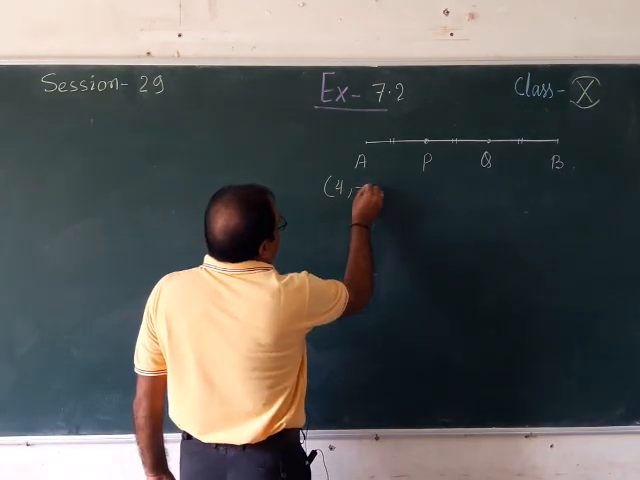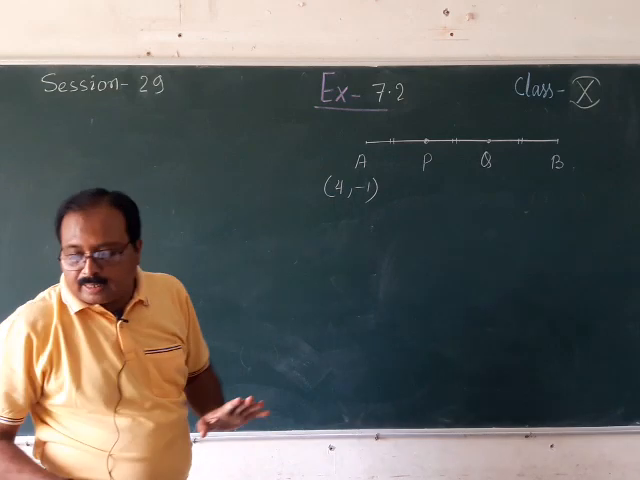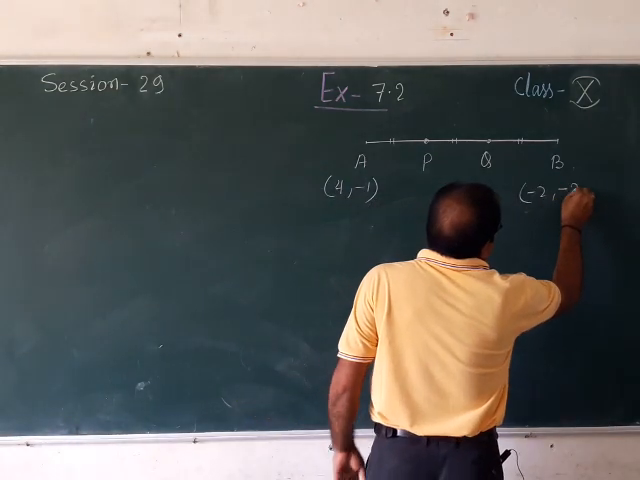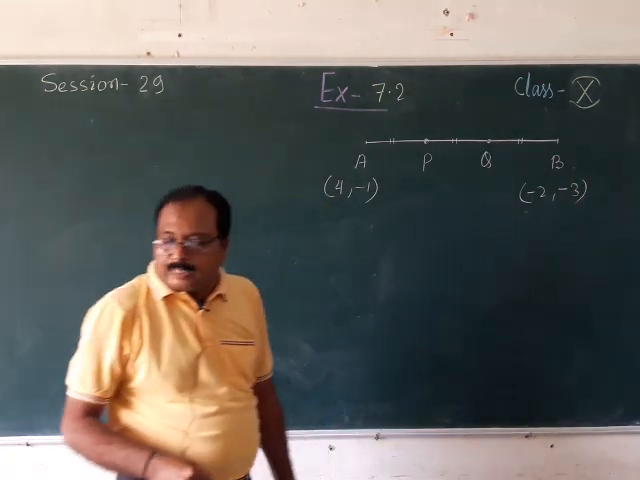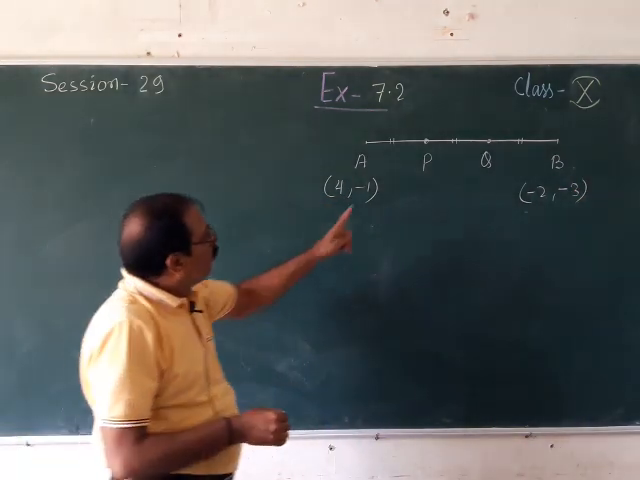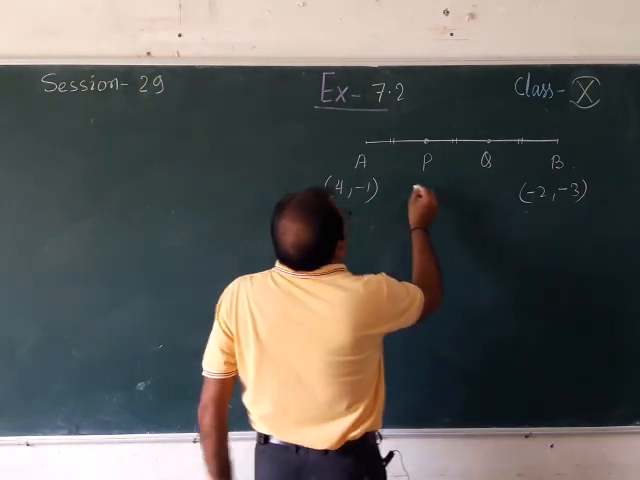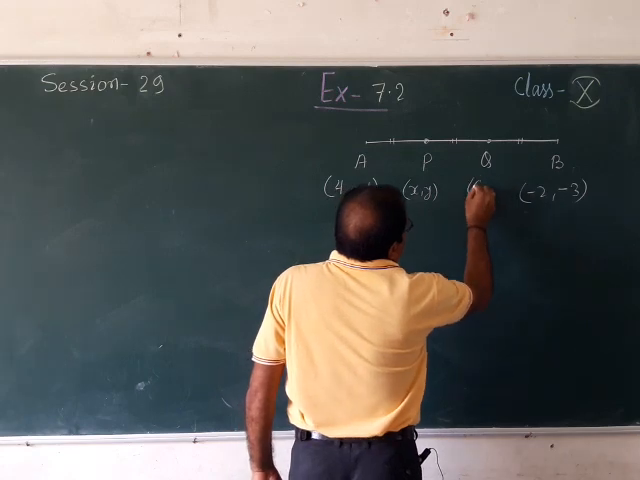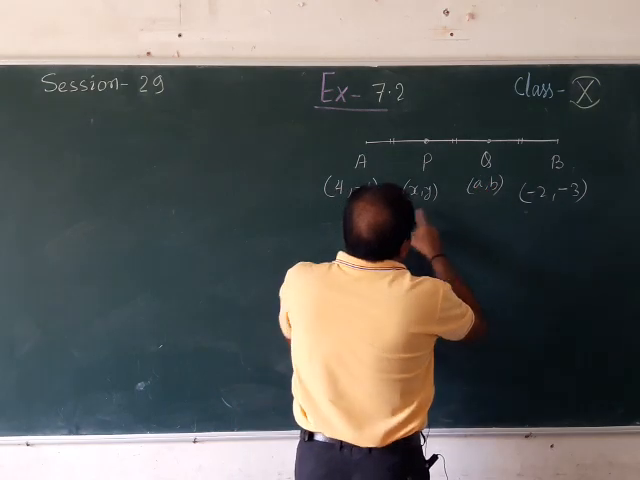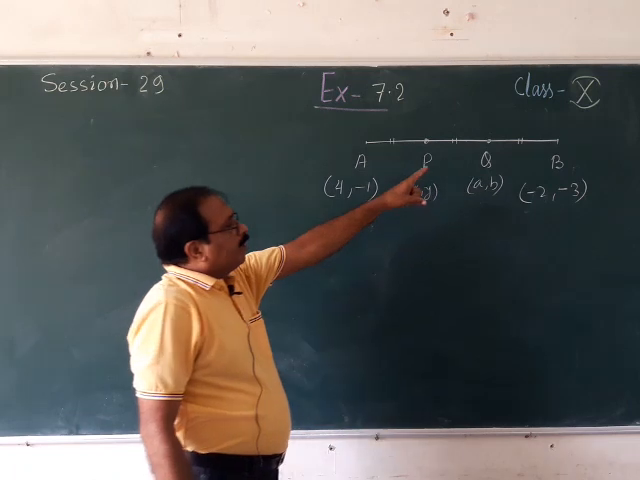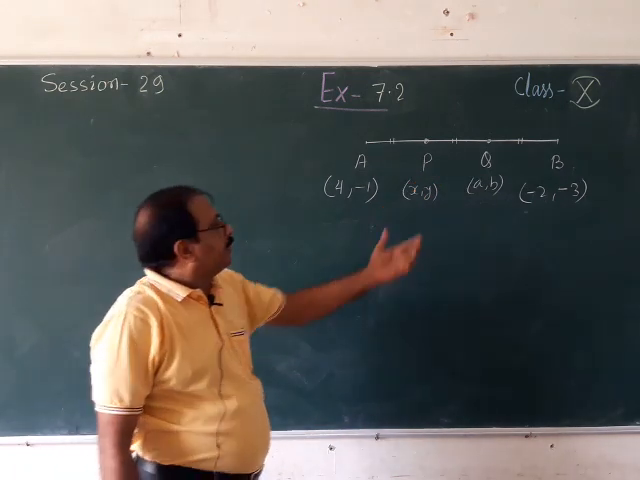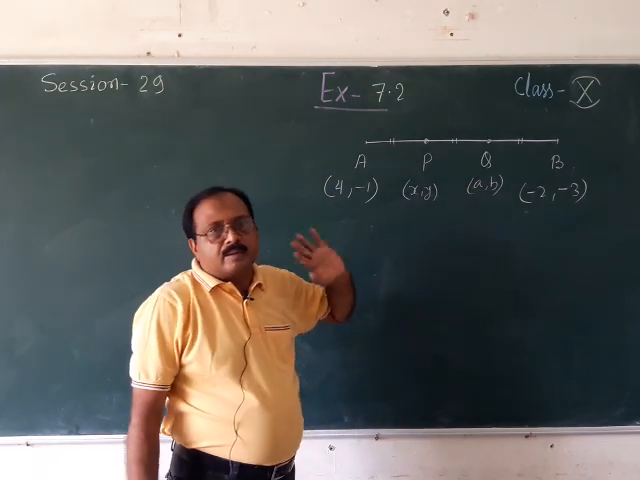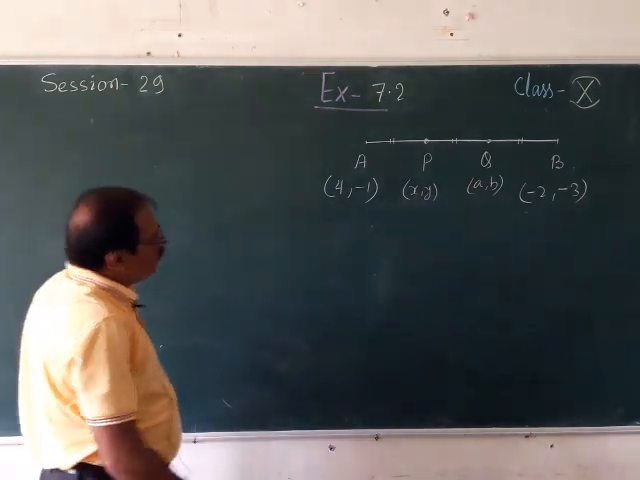4 comma minus 1 is the coordinate of A, suppose, and minus 2 comma minus 3 is the coordinate of point B. Now you are having 2 points P and Q. You can say that coordinate of P is x comma y and coordinate of Q is A comma B. So 2 points are there and their coordinates you can write as x comma y, and here I can write A comma B. Any variable may be used here.